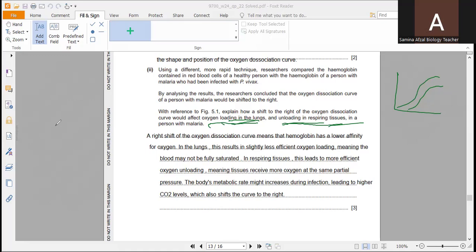A right shift in the oxygen dissociation curve indicates a lower affinity of hemoglobin for oxygen in the lungs. This results in slightly less efficient oxygen loading. The blood may not be fully saturated. So in this way, I would like to say that it happens in the person. We can compare the person who is suffering with malaria and the person who is healthy, and the oxygen dissociation curve shifts in this way onto the right side.